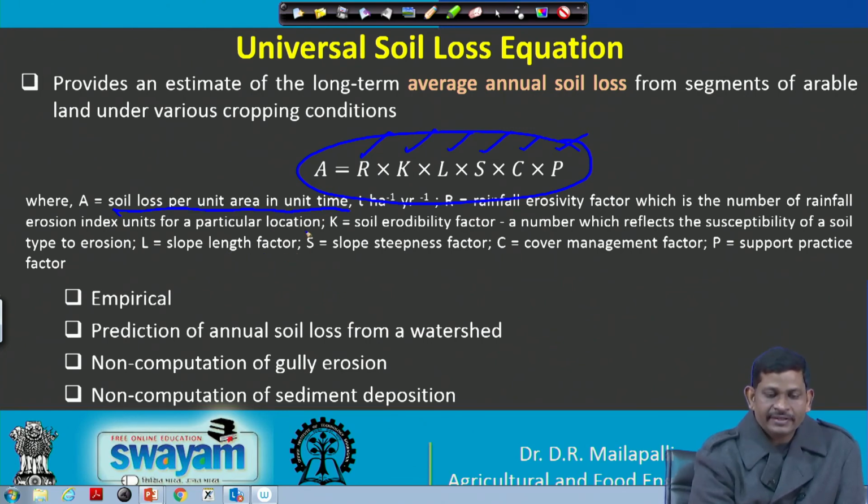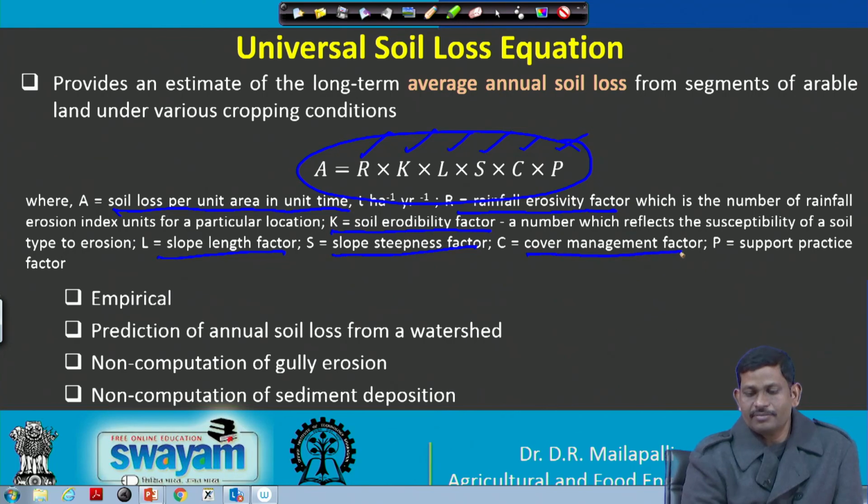So, annual soil erosion from an area is estimated using the universal soil loss equation. R is the rainfall erosivity factor, K is the soil erodibility factor, L is the slope length factor, S is the slope steepness factor, C is the cover management factor, and P is the support or practice factor, or management factor.